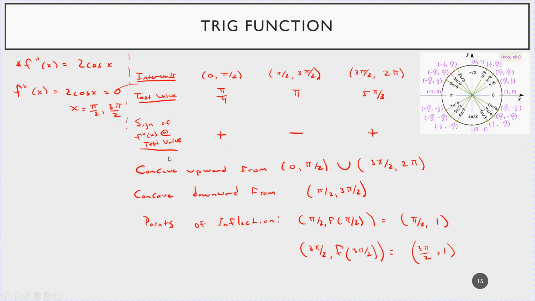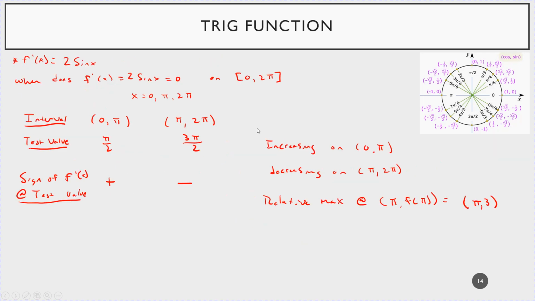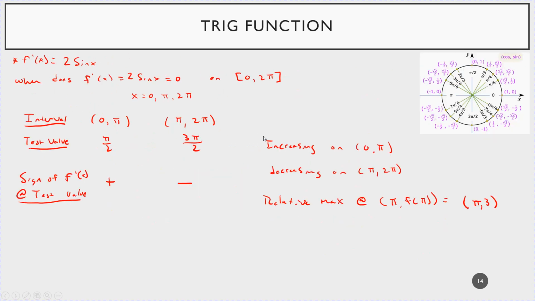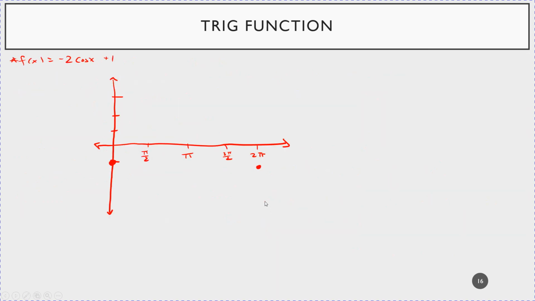All right, let's start going back for our intercepts. So we have a y-intercept at 0, -1. So here's 0, -1. You get the same thing at 2 pi, so that helps me over here. You have x-intercepts at pi over 3 and 5 pi over 3. So think about where pi over 3 is. It's over here. And 5 pi over 3 is right here.